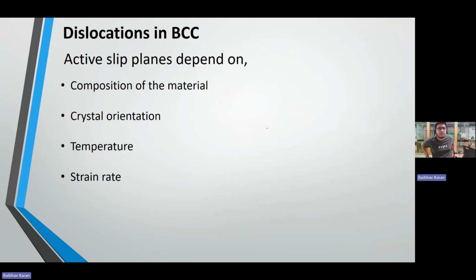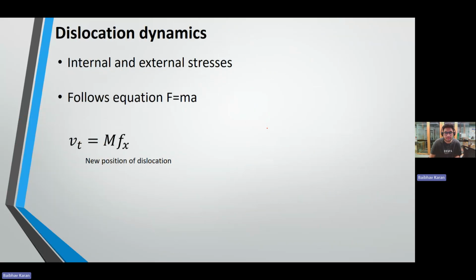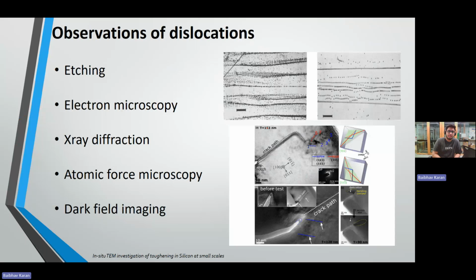Then we finally discussed dislocations in BCC. The active slip planes in a BCC depend upon the composition of the material, crystal orientation, temperature, and strain rate. How it depends upon these factors we discussed in depth in the last lesson. So yeah, this was all about today's discussion. This was all about the whole defects in crystalline solids course. I know I went too fast, but this is just to give you an idea about what we discussed.